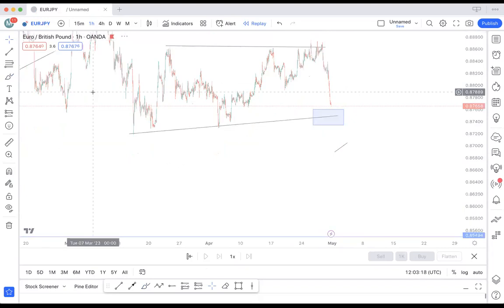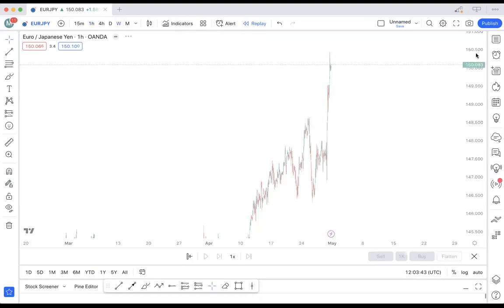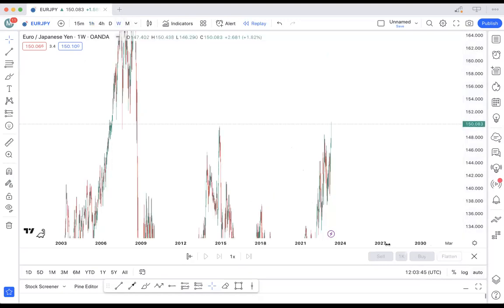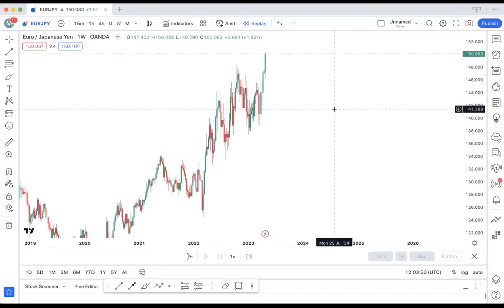So the next pair that we are focusing on is the euro over the Japanese yen. Jump on the weekly. This pair is not giving me anything much to conclude whether it's buying or selling, so I'll have to skip this pair.